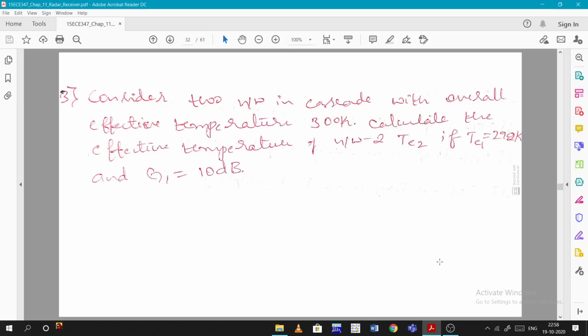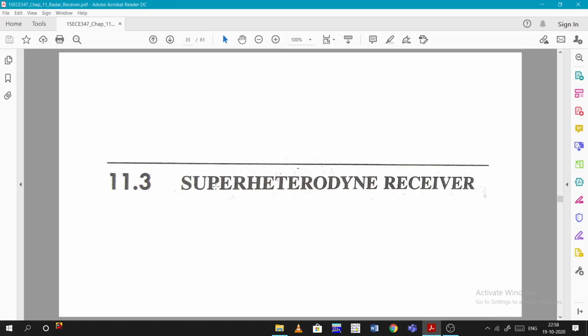Now consider two networks in cascade with the overall effective temperature given. Calculate the sum. They have given Te1 and the overall as 300, and they want us to find Te2. G1 is also given, so substitute and you will get the answer.